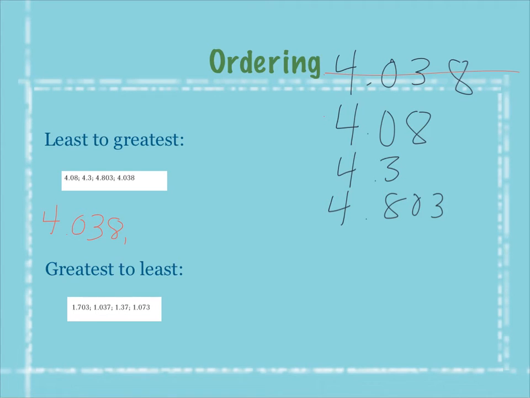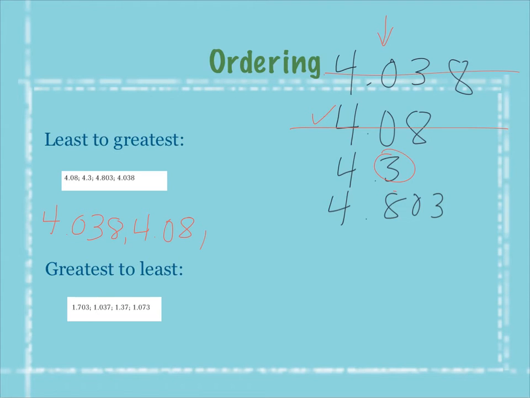Okay, so that means that the next one has to be 4 and 8 hundredths, because this one, if we're looking back here in the tenths place, has a 0 in the tenths place, which means it is smaller than the 3 and the 8. So then now I'm just looking at my tenths place again.